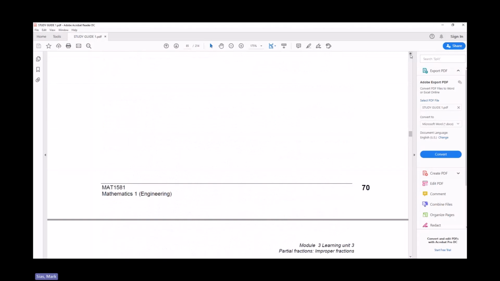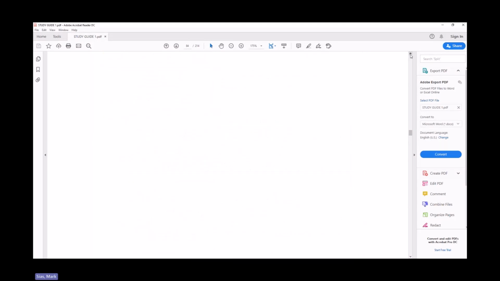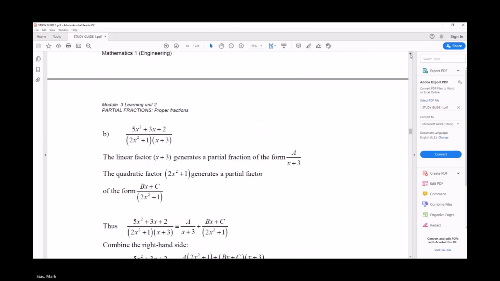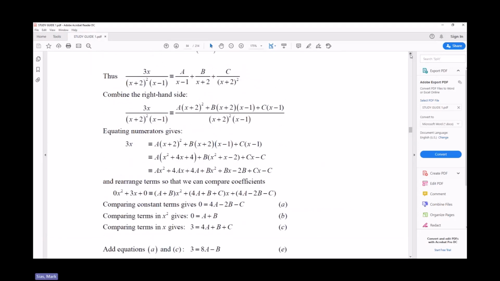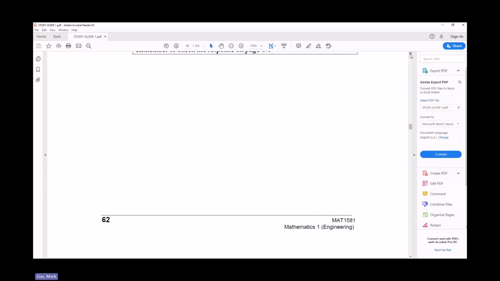Okay, fraction by long division. Oh, that was that. So I have to go back further. Sorry, I was ahead of you guys. I'm just looking for the scenarios, guys. Let's spell it out, and then we'll do some problems.